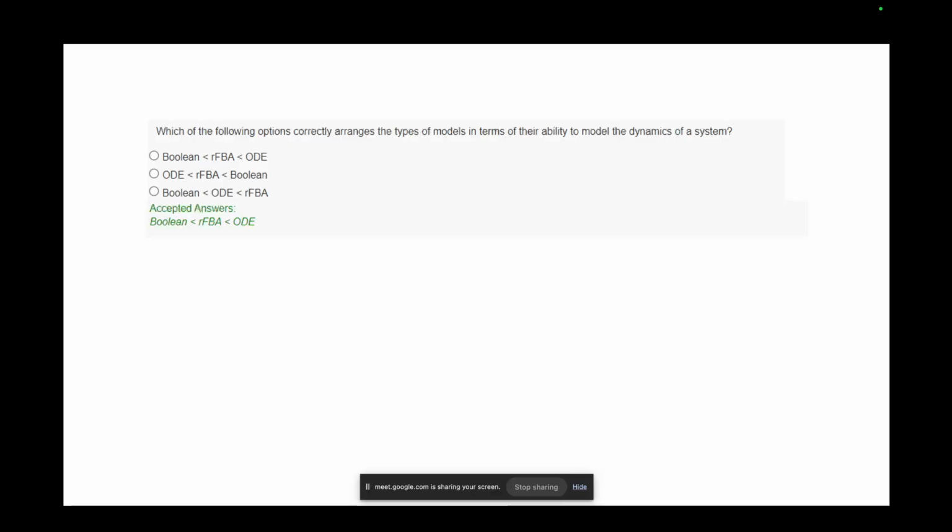Yeah, the answer is ODE will be the maximum if you want to model the dynamics, because it models it in dt time, which is basically a very small instance of time which you can integrate over the time to get a fully analytical solution of the model using ODE. So it will give you the most. RFPA will give you slightly lower than that. Boolean, in terms of dynamics, will give you very little because it can be either on or off. So in terms of ability to model the dynamics of the system, ODE will be maximum and Boolean will be the lowest.